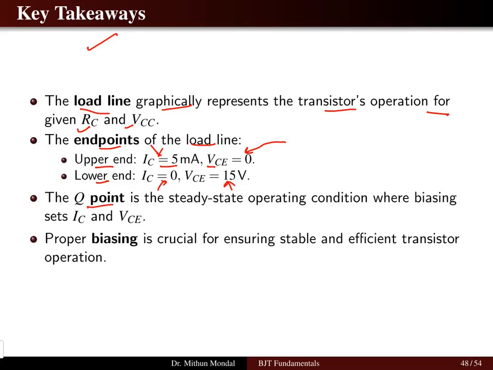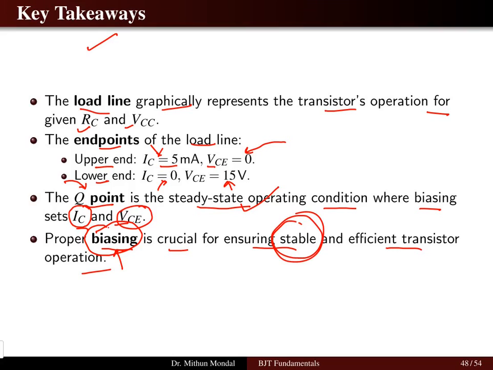So the Q point is that steady state operating condition where the biasing sets IC and VCE. So we have to get this collector current and the VCE, and then we have to decide what is the Q point where you get the steady state operation in the active zone. So proper biasing is crucial for ensuring stable and efficient transistor operation. If your biasing is not proper, that is, the base emitter forward bias and the collector emitter reverse bias, if you do not do it, then you may not get the stable operation of the transistor and the active region will not be at the Q point.